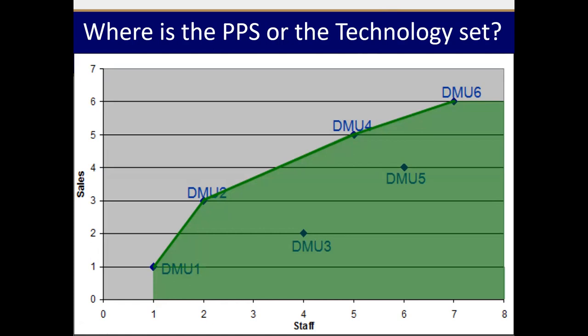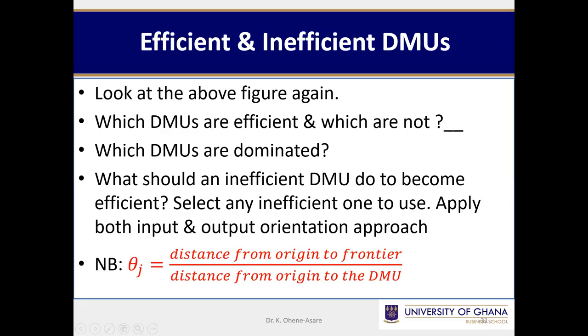The shaded region also includes the line. So both the line and the shaded area below the line is what is called the technology set. Keep that in mind. You will later have to define that properly. The line, that is the frontier line, the efficiency frontier, plus the space below the efficiency frontier. These two are called the technology set. So the technology set is not made up of only the shaded region, but also the line itself. Let's take note of that very important point.